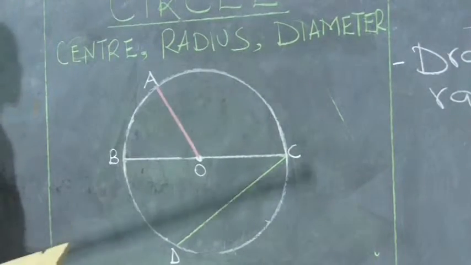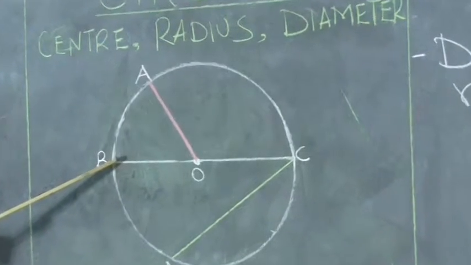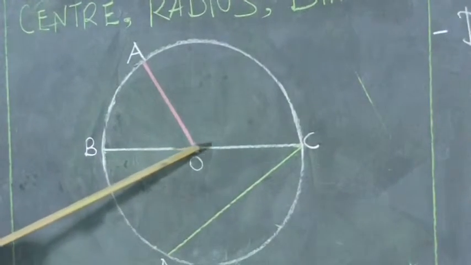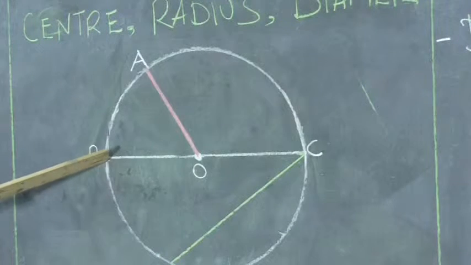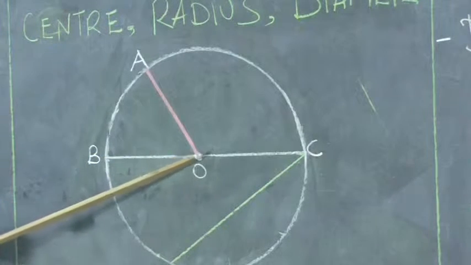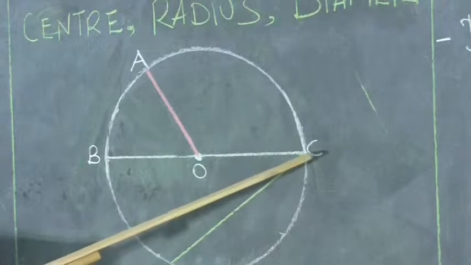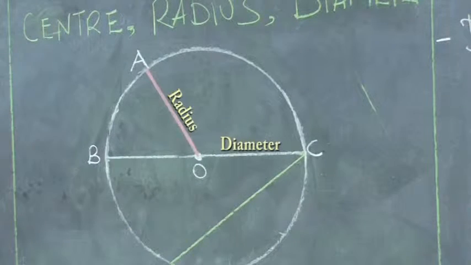Therefore, as we discussed last time, line BC we refer to as the diameter because it runs from this edge of the circle, passing through the center of the circle to the other edge of the circle. Therefore, line BC is referred to as the diameter.